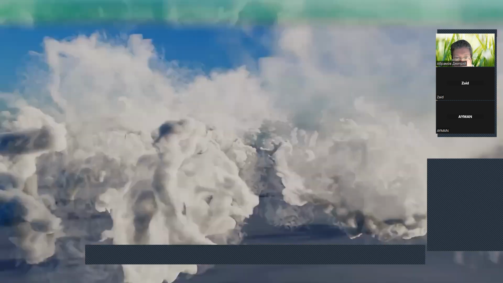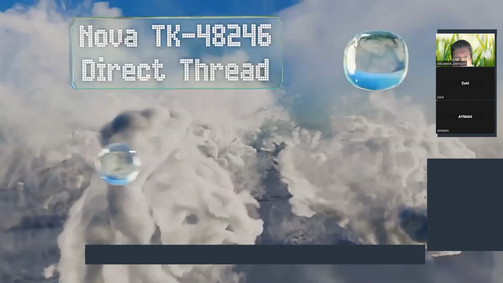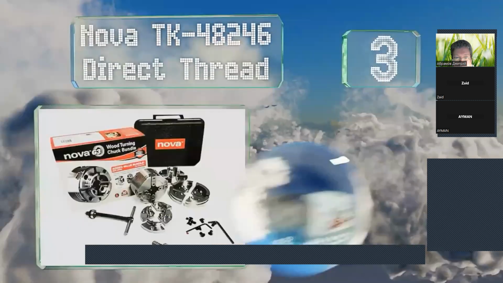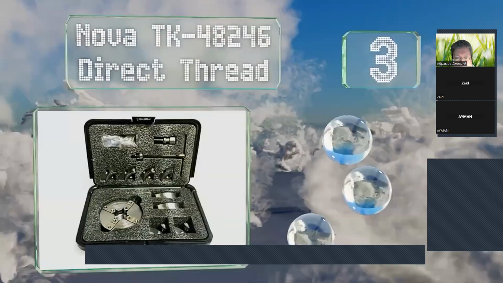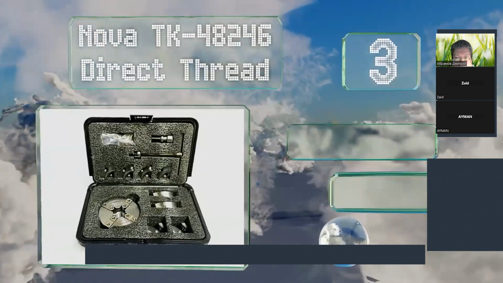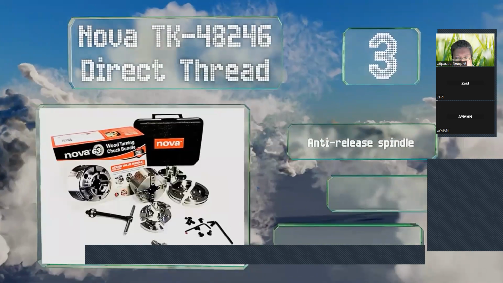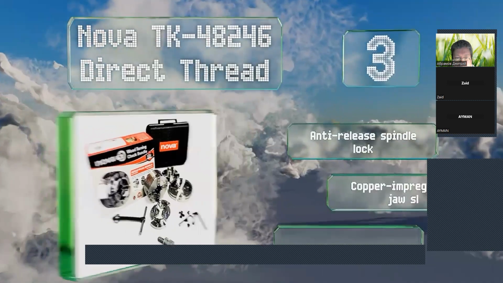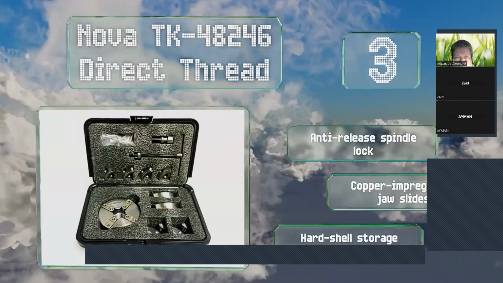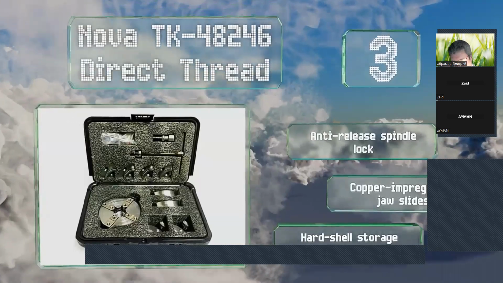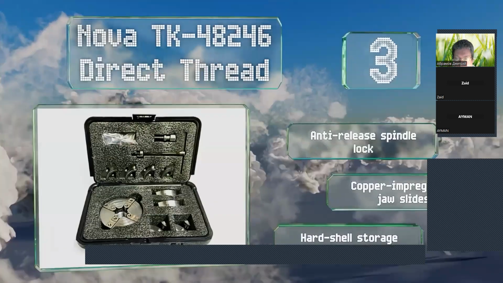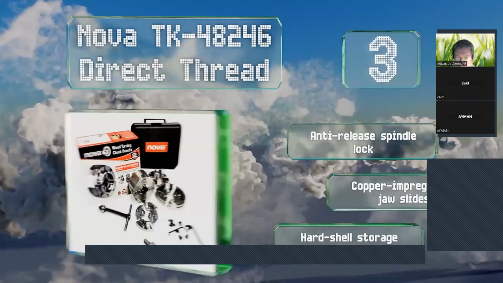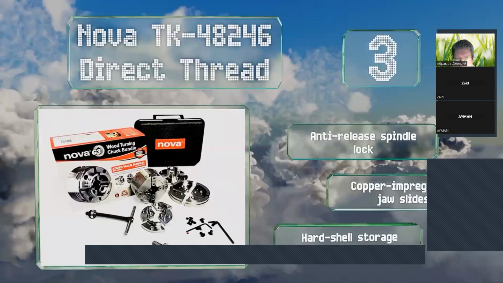Nearing the top of our list at number 3, despite a relatively small size of 3.35 inches, the Nova TK48246 direct thread can spin bowls as big as 14 inches and spigots as long as 6 when it's outfitted with 50mm jaws. It's compatible with all the company's accessories. It's equipped with an anti-release spindle lock, copper-impregnated jaw slides, and a hard-shell storage case.